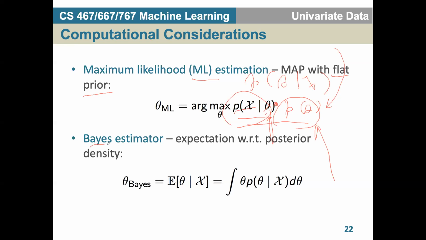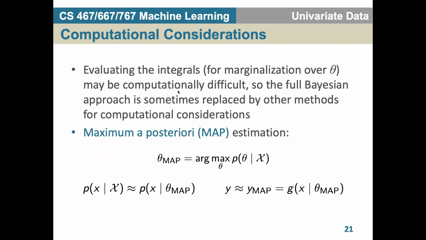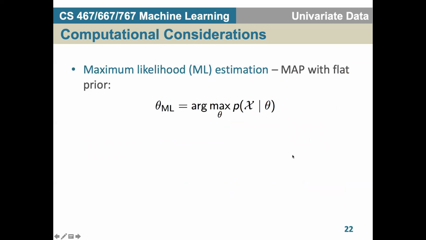And so the Bayes estimator is even more, right? The previous methods are all called point estimation. So you find the theta that maximizes things, and then you use this theta in your model to do the prediction, okay?